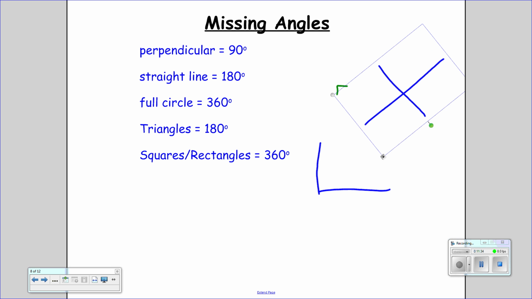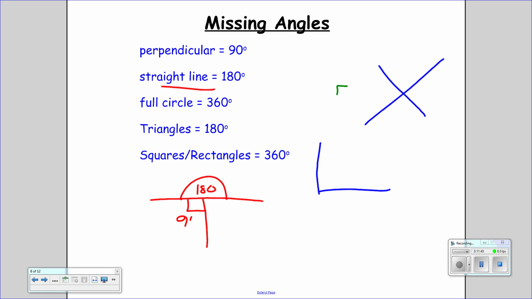Okay. Sorry, that was fun. All right, straight line. Straight lines are 180. So if I have a straight line, here to here, it's 180 degrees. Okay? And here to here is 90. If I have a full circle, it is 360 degrees.